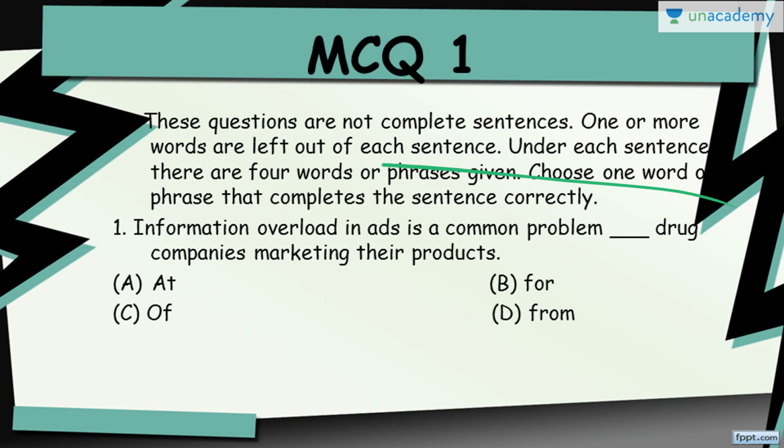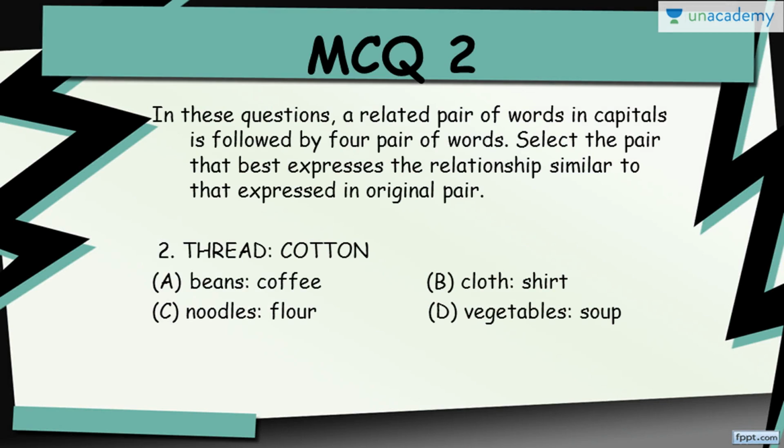So we're talking about the general companies. So we'll take of. If it is for a single person, for a single firm, or a particular individual, a particular unit, then we could have used for in this case, and from is already eliminated. We cannot say information overload in ads is a common problem from drug companies marketing their products. It is wrong entirely. A and D can be eliminated, and of and for can be confusing, but for your sake I'll just say it again that for is used when we are referring to a particular unit, and in general we use of.